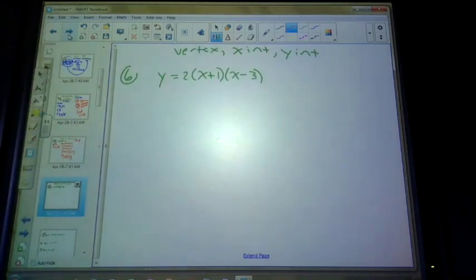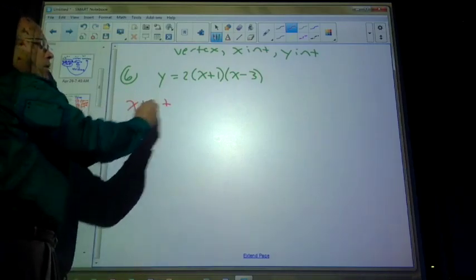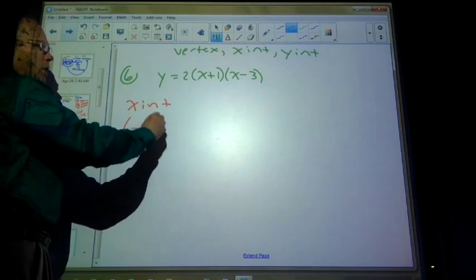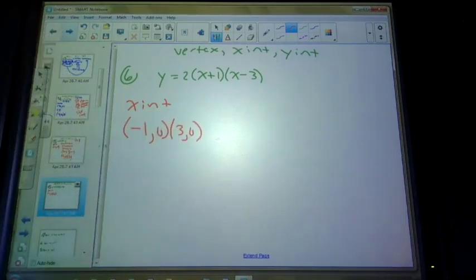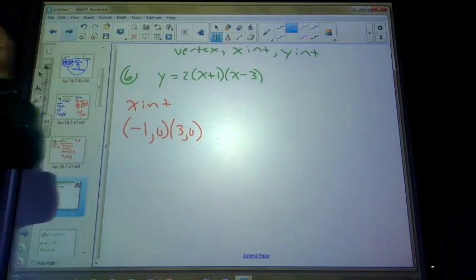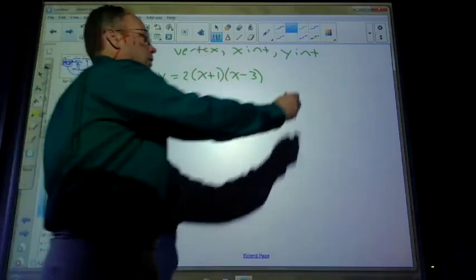All right, this one looks like it's set up to find the x-intercepts pretty easily. So my x-intercepts are -1, 0, and 3, 0. I can find the y-intercept the quick, easy way. Yeah, so 2 times 1 times -3, so that's 2, -3, so 0, -6.